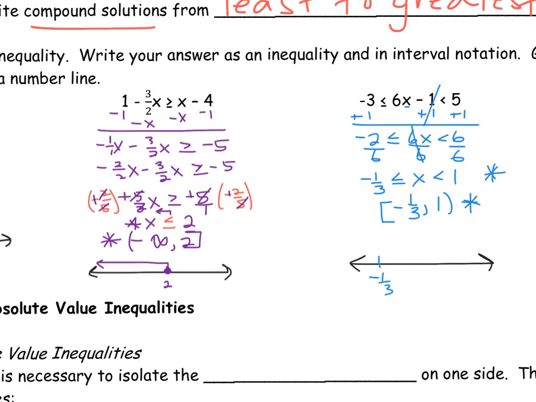Last but not least, to create that number line, we need a boundary on the left, negative 1/3, a boundary on the right of 1. The negative 1/3 is a closed dot. The 1 is open. Since x was in between in our inequality answer, we connect the two dots, and that's your answer on a number line. There's your lesson for 1.7, Day 1.